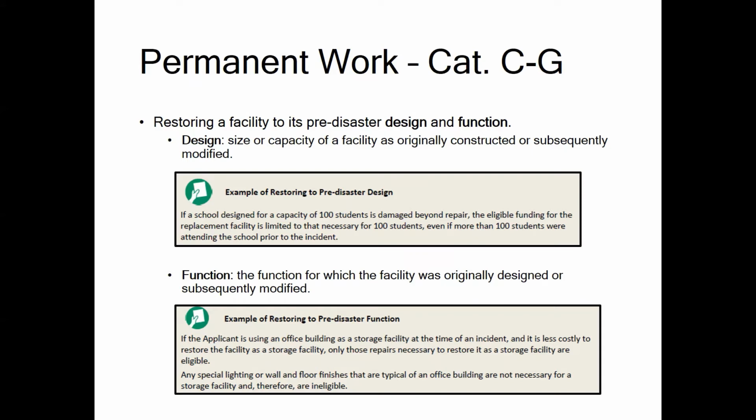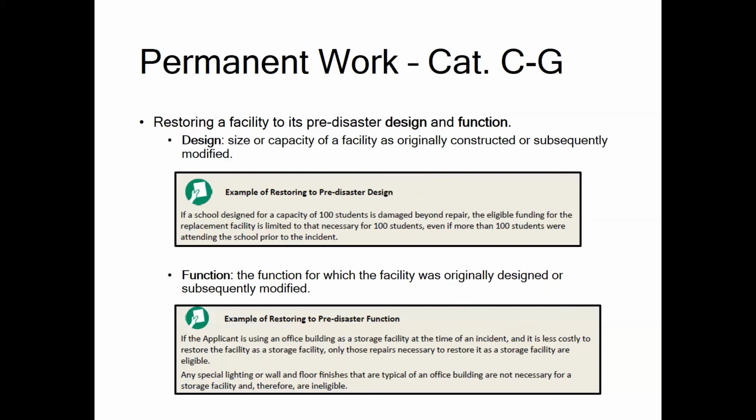Pre-disaster design means the size or capacity of a facility as originally constructed or subsequently modified. It does not mean the capacity at which the applicant was using the facility at the time of the incident, if different from the most recent design capacity. So, as an example, if a school was designed for a capacity of 100 students and it's damaged beyond repair, the eligible funding for the replacement facility is limited to that necessary for 100 students, even if more than 100 students were attending the school prior to the incident.